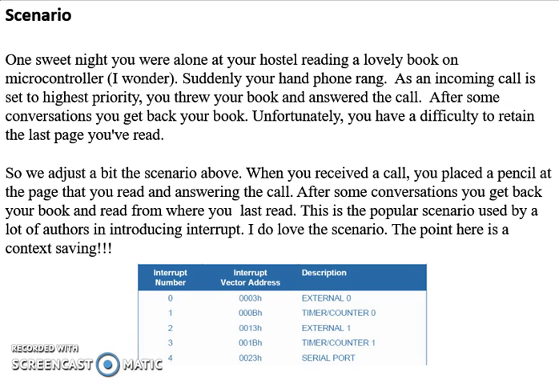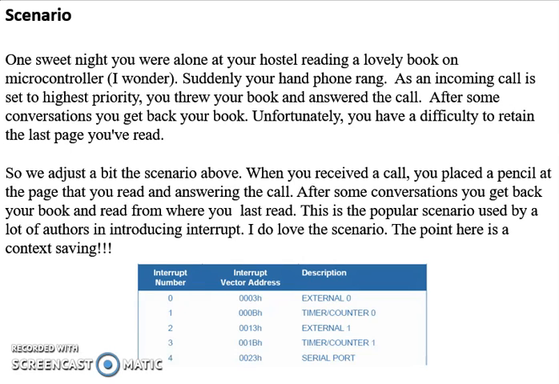The scenario. One sweet night, you were alone at your hostel reading a lovely book on microcontrollers. Suddenly, your handphone rang, as an incoming call is set to the highest priority. You put down your book and answered the call. After some conversation, you get back to your book. Unfortunately, you have difficulty retaining the last page you have read.